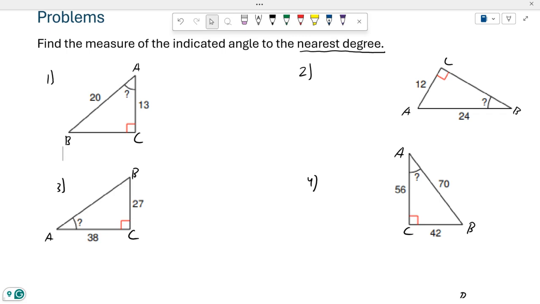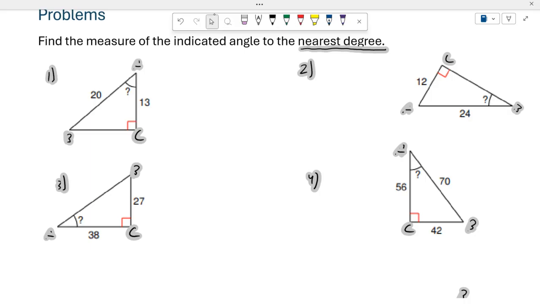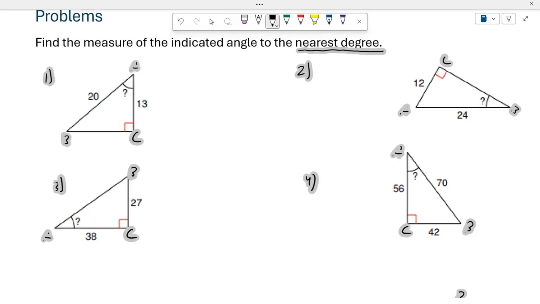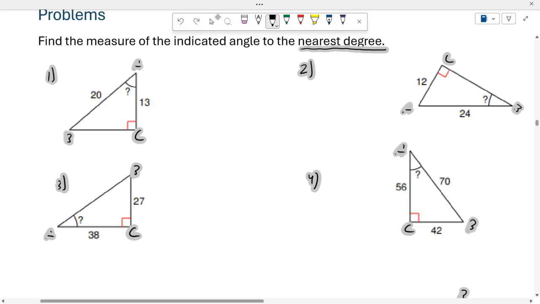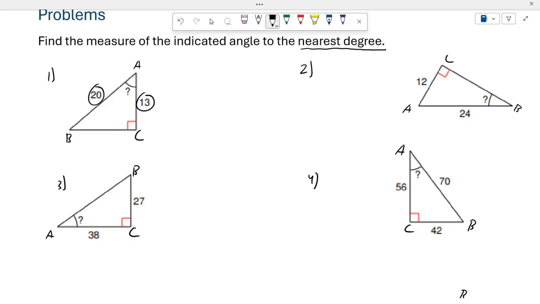So, number 1. Like I said, the directions say find the measure of the indicated angle to the nearest degree, and my question mark for number 1 is at angle A. So I'm looking for the measure of angle A. I know that this is a right triangle, and I also know 2 of my sides. In that situation, when you have a right triangle and you know two sides, you can use trig and ultimately inverse trig to solve for your angle.